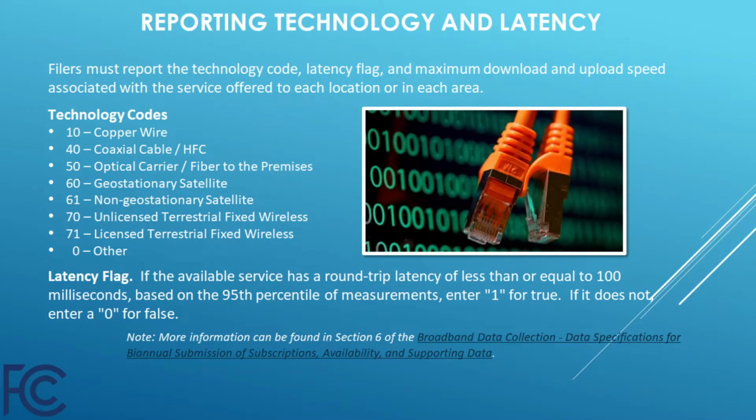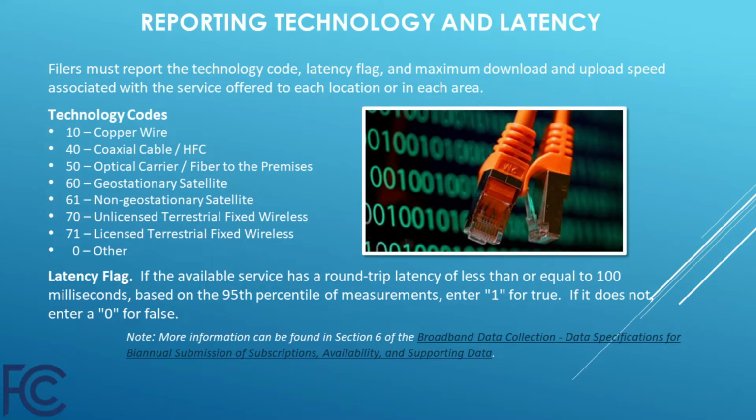Code 60 for geostationary satellite includes fixed non-terrestrial service offered using satellites in geostationary orbit, such as geostationary Earth orbit or GEO satellites. Code 61 for non-geostationary satellite includes fixed non-terrestrial service offered using satellites in non-geostationary orbit, such as low Earth orbit or medium Earth orbit, that is, LEO or MEO satellites.